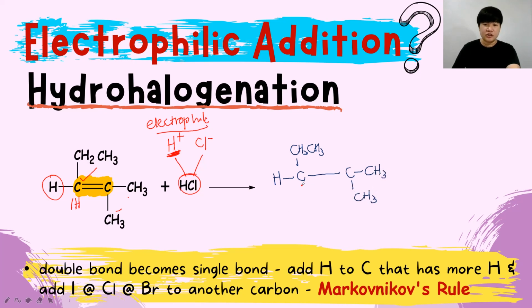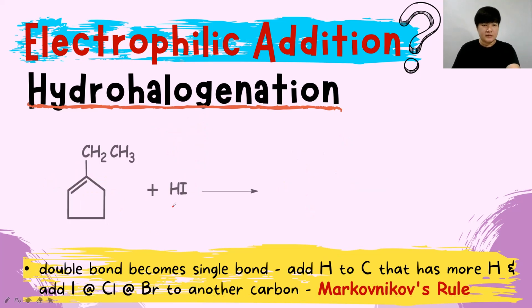And then you have a new friend added to the carbon that was holding the double bond just now. The carbon that has more hydrogen, alright, will be holding the H plus. The carbon that has less hydrogen will be holding the Cl minus. Simple. Alright, and that is what Markovnikov is trying to tell you. The H plus will be added to the carbon that has more hydrogen, and the I minus or Cl minus or Br minus in this hydrohalogenation will be added to the other carbon.